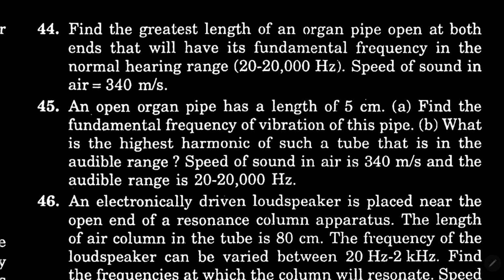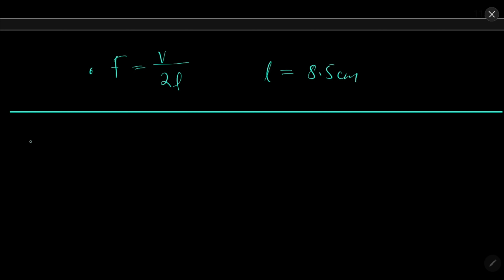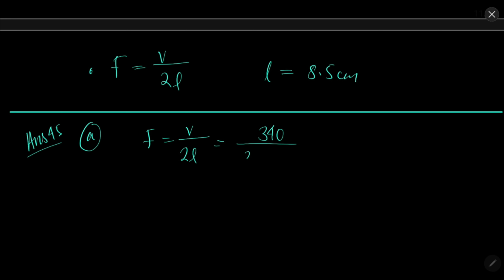In question 45, open organ pipe is given. We need to find fundamental frequency of vibration. What is the highest harmonic of such a tube that is in the audible range? Speed of sound is given. Solution 45. So now A part, so the frequency will be velocity over 2L, which will be 340 over 2 into 5 centimeter, that is 10 to the power minus 2, 3.4 kilohertz.